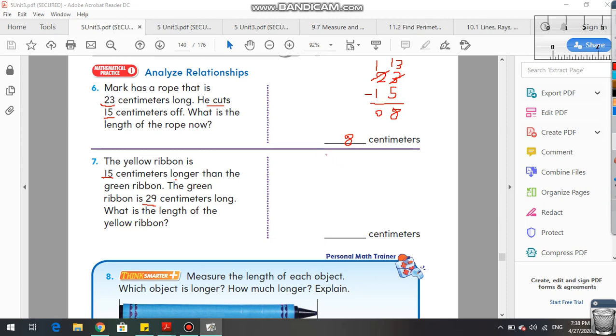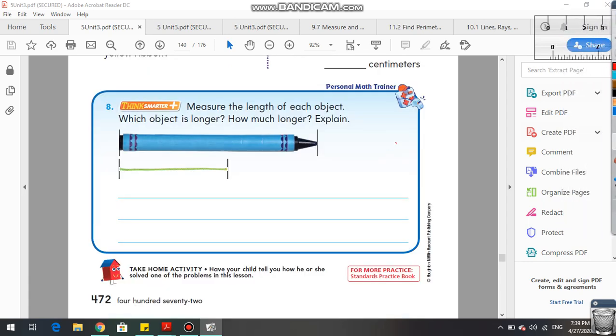So I'm gonna say 29 plus 15. Why? Because yellow is 15 centimeters greater. 9 plus 5 equals 14. I'm gonna write 4 down and 1 up. 1 plus 2, 3, 3 plus 1, 4. So it's 44 centimeters.